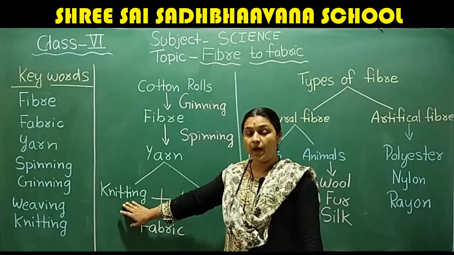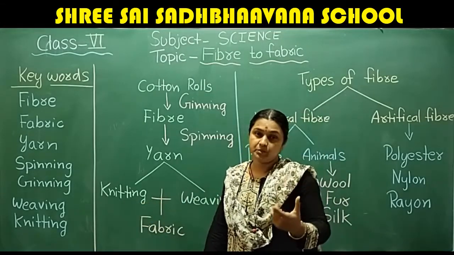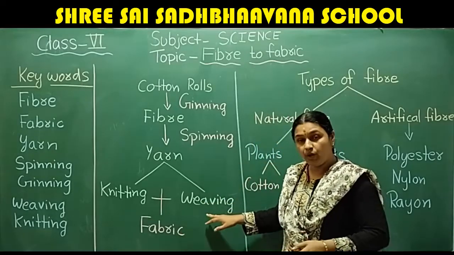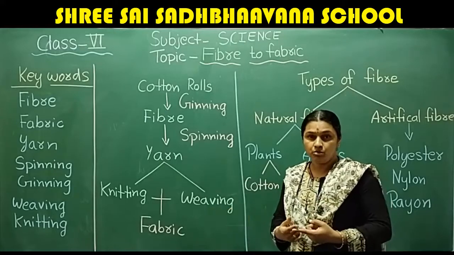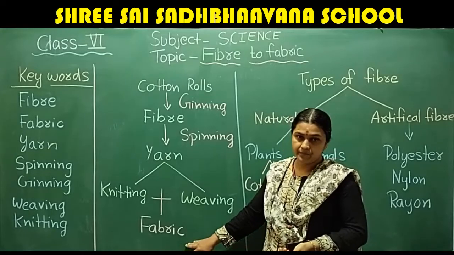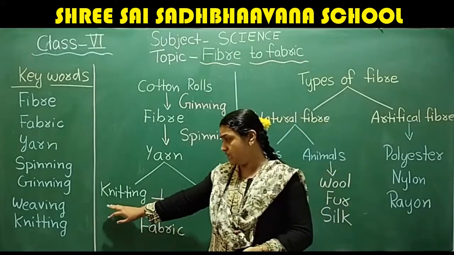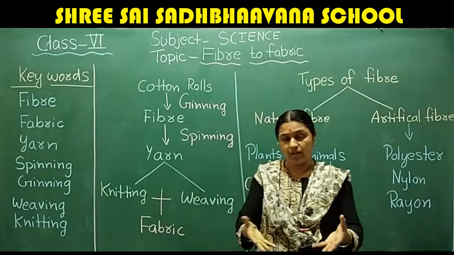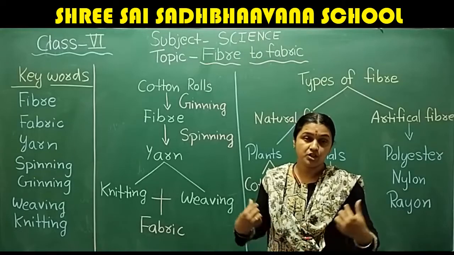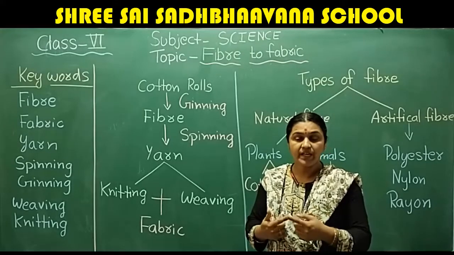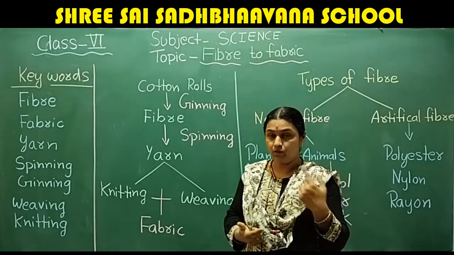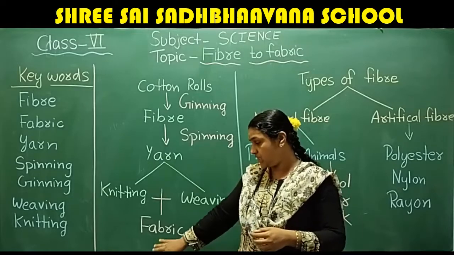In knitting, what happens? It is a single yarn that is used for making the fabric. Whereas in weaving, two different yarns are used to make a fabric. You all would have seen the knitting which your grandmother would have done in your house. You have seen your grandmother knitting the sweater, the shawl. So knitting is done with two sticks using one single yarn, and the fabric is made.